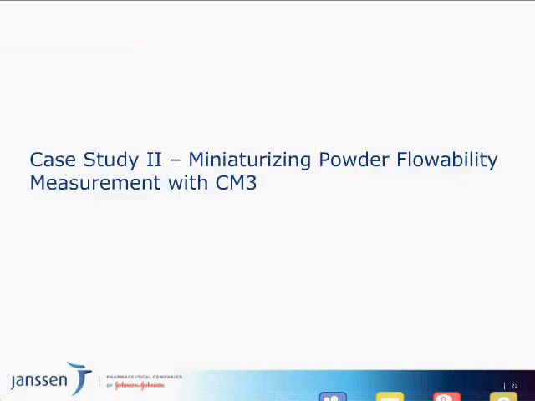So the second case study is a current study we are collaborating on with Freeslate. We are trying to miniaturize the powder flowability measurement with CM3.